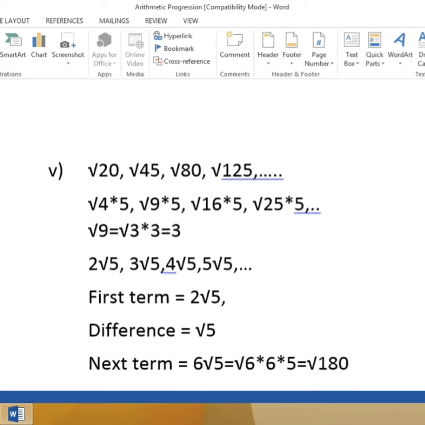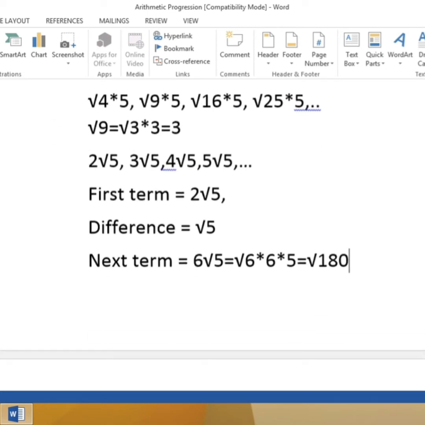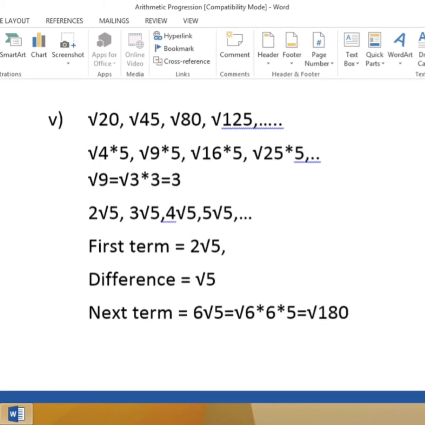So that's going to be square root of 180. So that's going to be the next term. Square root of 180.